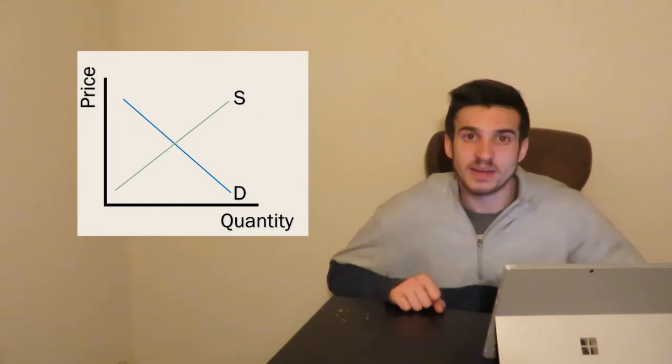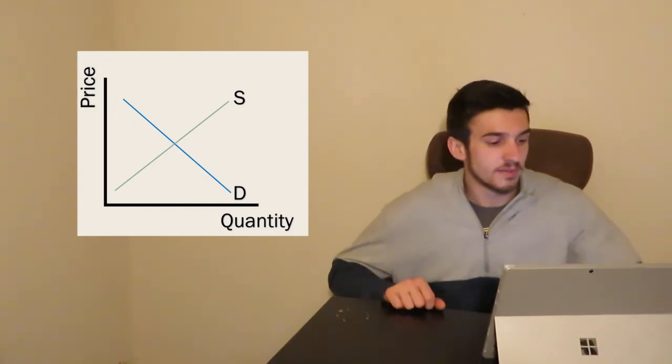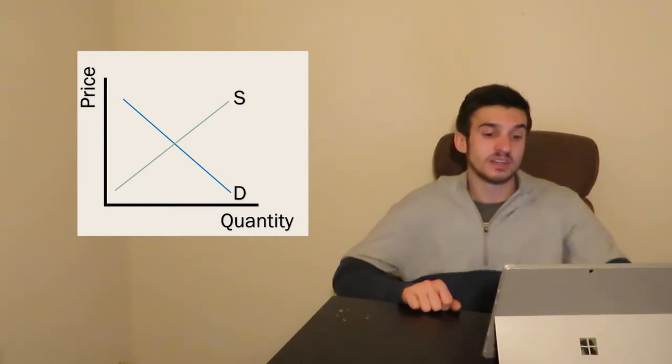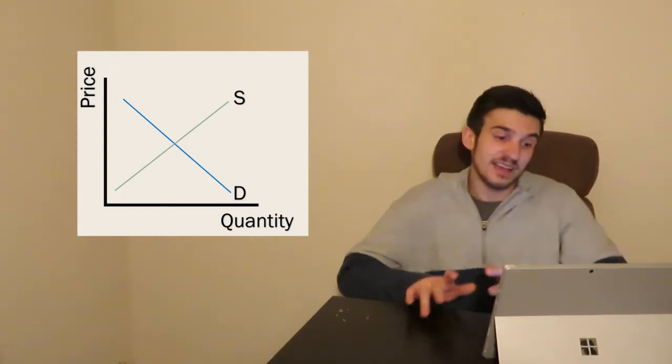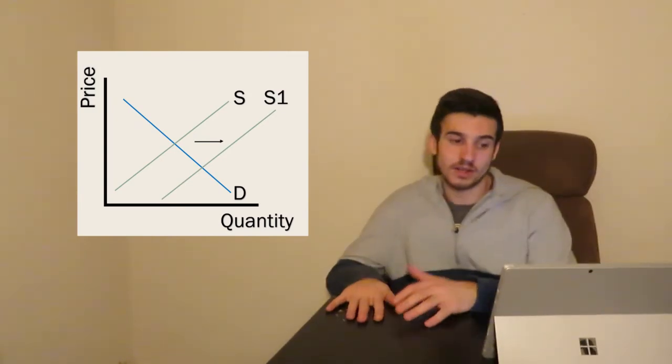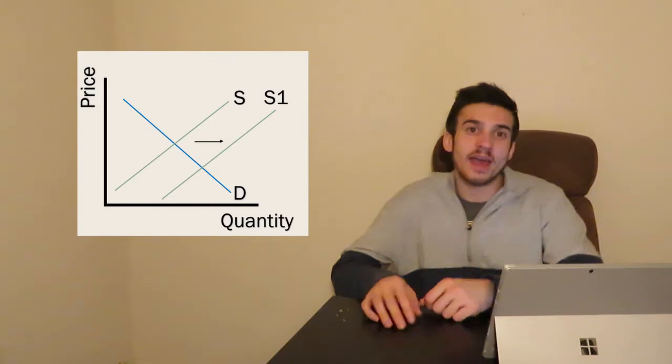For supply, it's going to be the same idea. If any of the determinants change, supply will change. So let's say that new technology comes out that allows labs to grow meat. Well, this is going to lead to an increase in supply from S to S1, which is going to cause a decrease in price but an increase in quantity. So we can now produce more of a good at a cheaper cost.